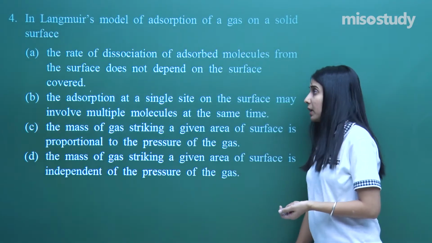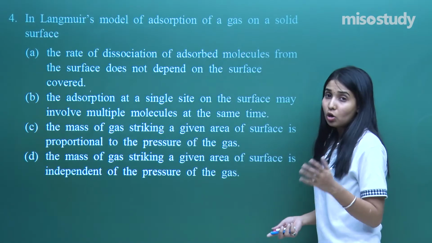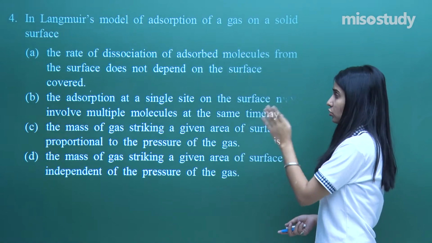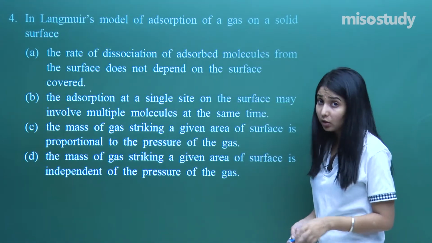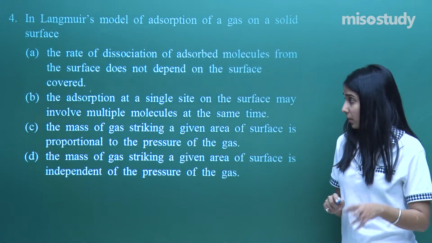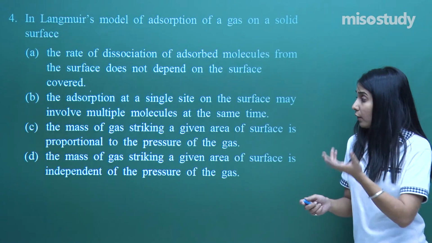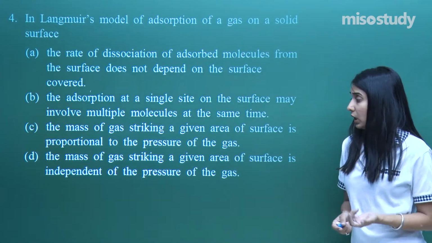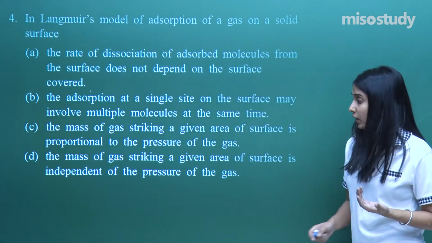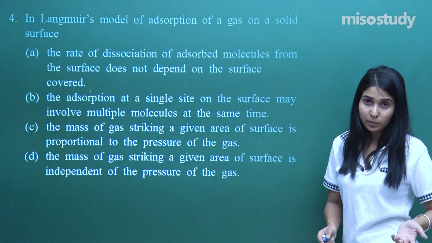What does it say? In Langmuir's model of adsorption of gas on a solid surface, the rate of dissociation of adsorbed molecules from the surface does not depend on the surface covered. The adsorption at a single site on the surface may involve multiple molecules at the same time. The mass of gas striking a given area of surface is proportional to the pressure of the gas. The mass of the gas striking a given area is independent of the pressure of gas.